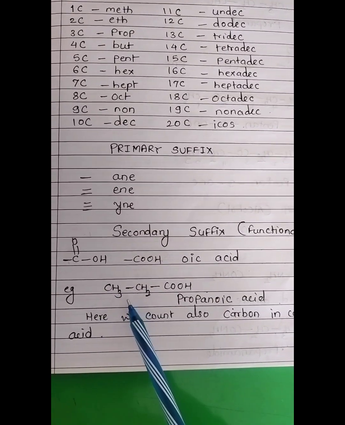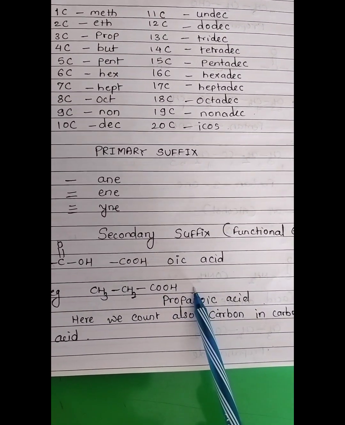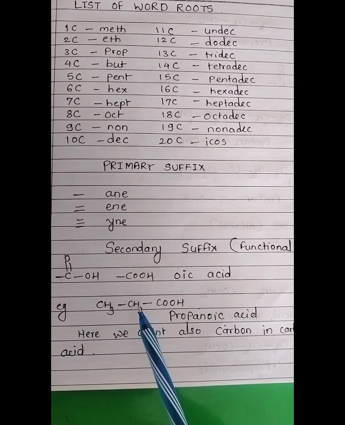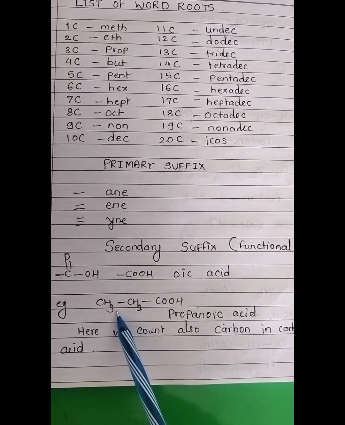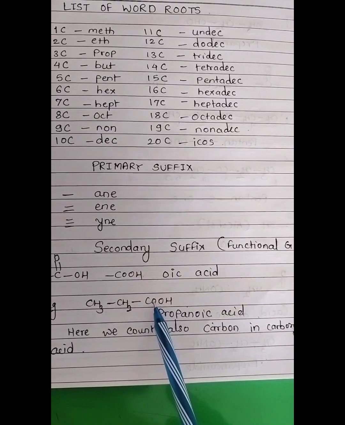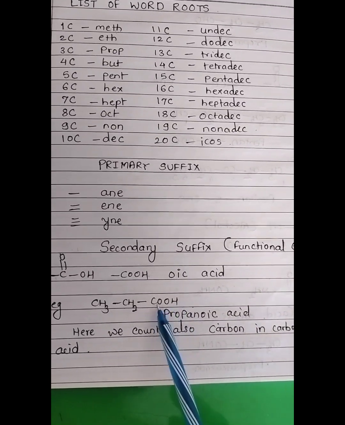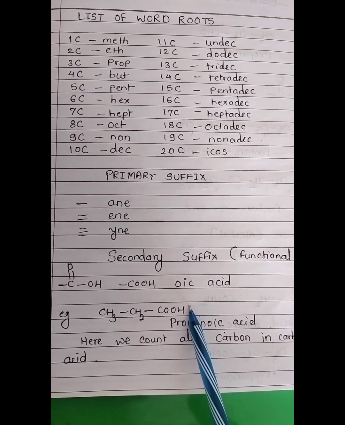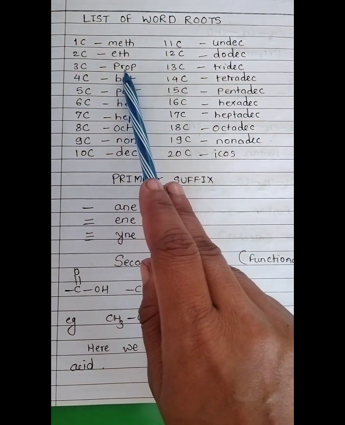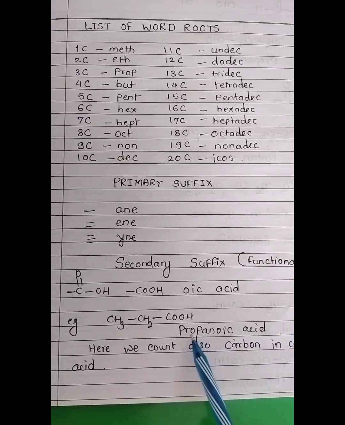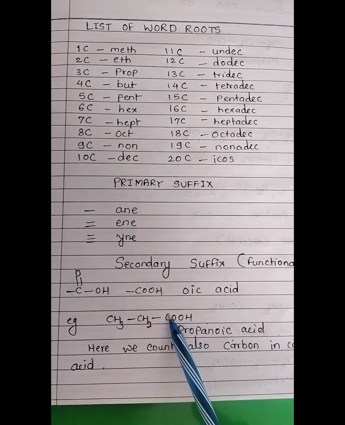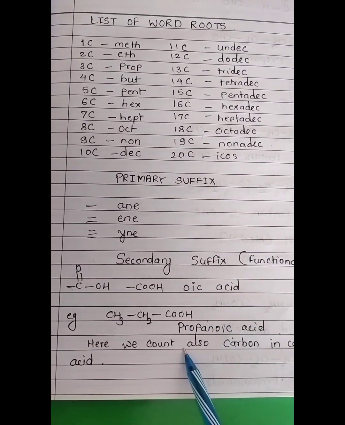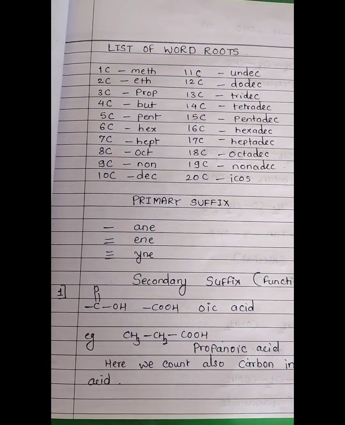For example, CH3CH2COOH. Here there are 3 carbons. We also count the carbon in the carboxylic acid. So 1, 2, 3. There are 3 carbons, and for 3 carbon we use pro. So propane, and the functional group secondary suffix is OIC: propanoic acid.